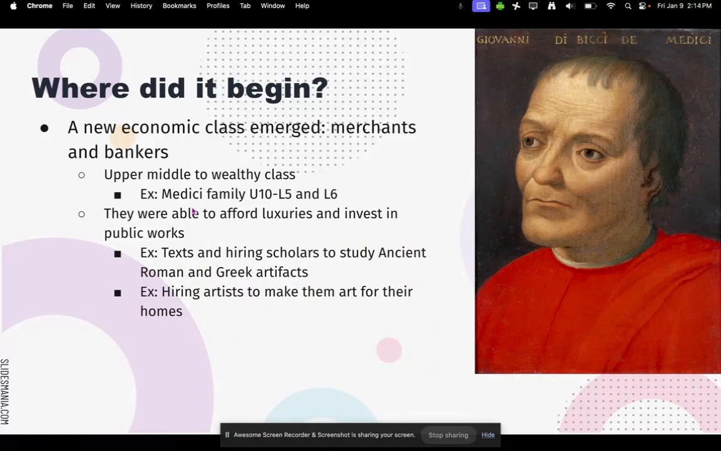So, for example, they would find text and they would then hire scholars to study these ancient Roman and Greek artifacts. They would also hire artists, modern day artists, to make art for them for their private homes.